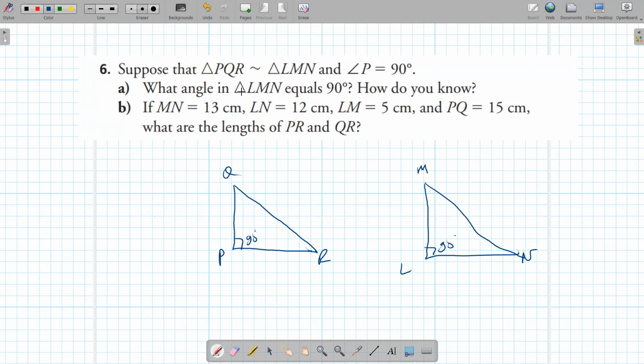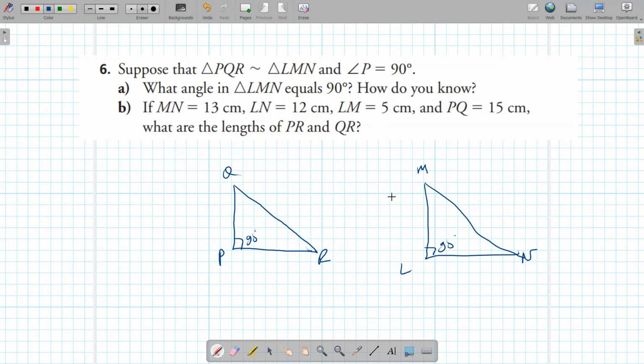What angle in triangle LMN equals 90? How do you know? L. Yes, that's right, because we just drew it and it has to hold, right? If it's similar, then if P is 90, L must be 90.